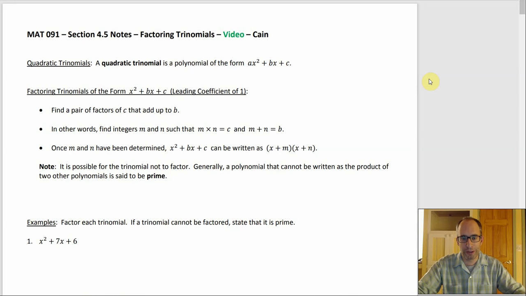Factoring trinomials. There's a lot that could crop up here. There are a lot of different options depending on if your leading coefficient is a 1 or if it's not a 1. And if it's not a 1, then you end up with some different methodologies. So this one's going to be pretty long.